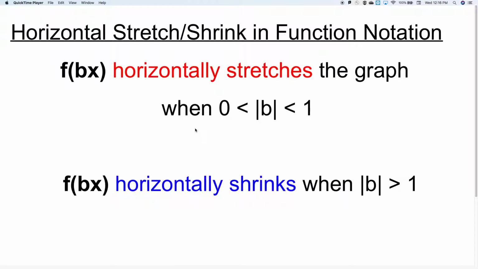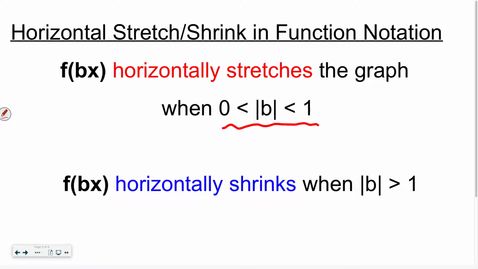Now notice the two statements about b. The absolute value of b is between 0 and 1. That's a horizontal stretch now. Okay? And when the absolute value of b is greater than 1, that's a horizontal shrink. So to me, horizontal stretch and shrinks remind me exactly like moving right and left. It's the opposite of what I think it will be. If the number looks small, it's actually horizontally stretching my graph. If the number looks big, it's actually horizontally shrinking my graph.